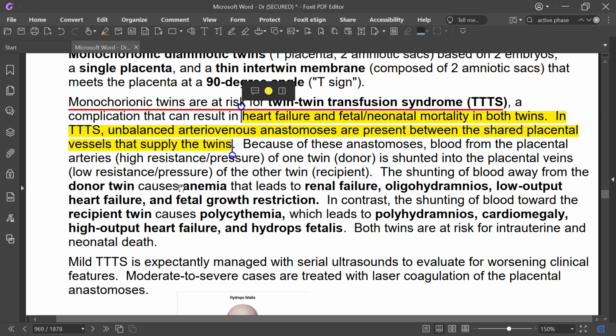The shunting of the blood away from the donor twin causes anemia that leads to renal failure, oligohydramnios, low output heart failure, and fetal growth restriction. In contrast, the shunting of blood toward the recipient twin causes polycythemia, which can lead to polyhydramnios, cardiomegaly, high output cardiac failure, and hydrops fetalis. Both twins are at risk for intrauterine and neonatal death.